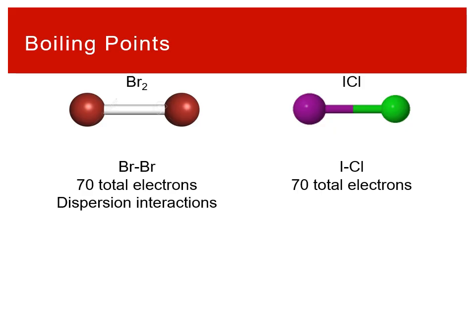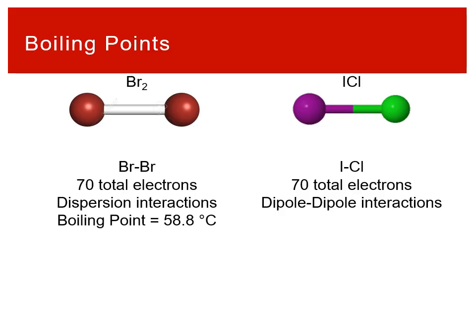Bromine, though, is nonpolar. Those are the same atoms in a bond. So its primary interaction is going to be dispersion, whereas iodine chloride can form dipole-dipole interactions because it's polar due to being 2 different atoms. The boiling point of bromine is 58.8 degrees Celsius. The boiling point of iodine chloride is then 97.4 degrees Celsius.